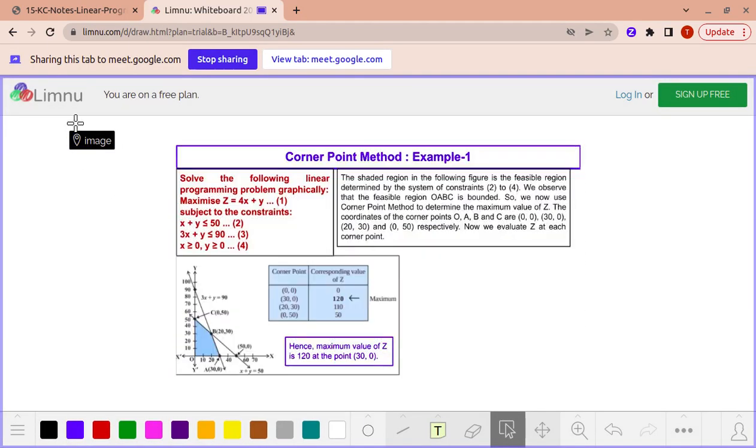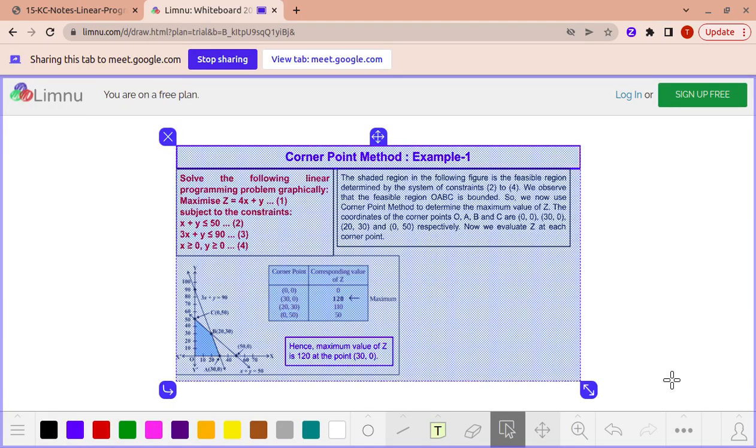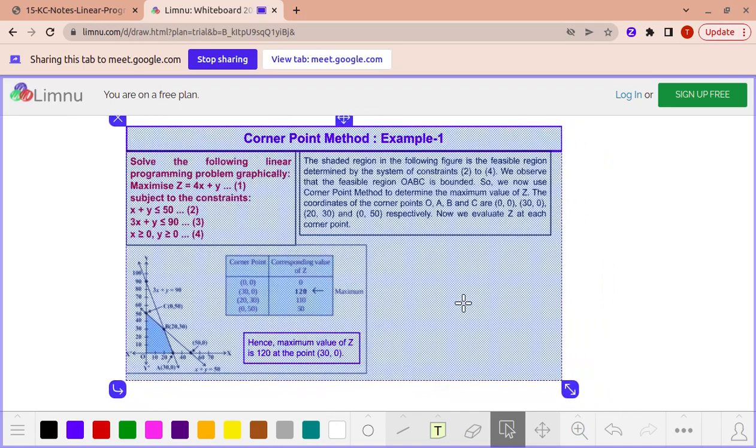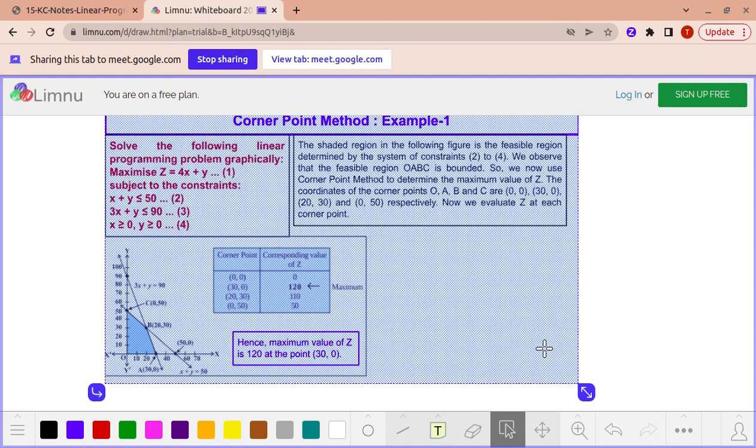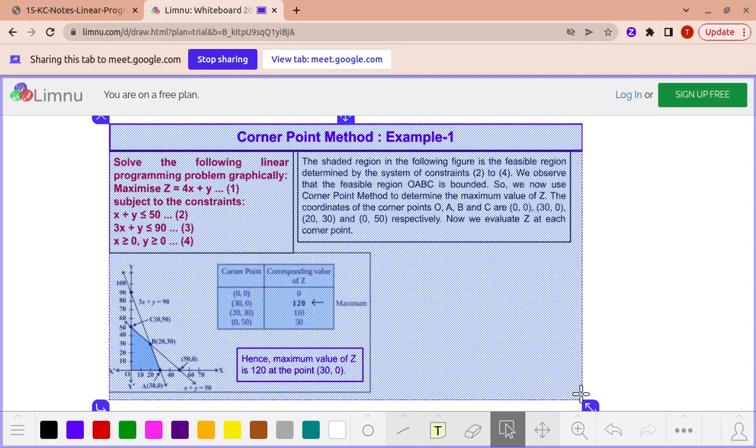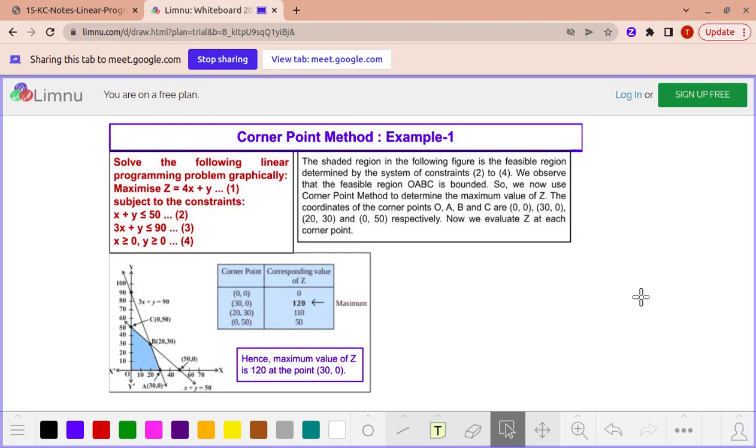The first example. Okay. So, we need to solve this linear programming problem, and whatever the solution we are doing here, it is using the graphical method. Here we need to find the maximum value of 4x plus y, that is why it is maximize 4x plus y.